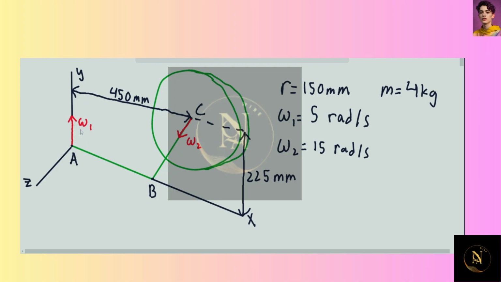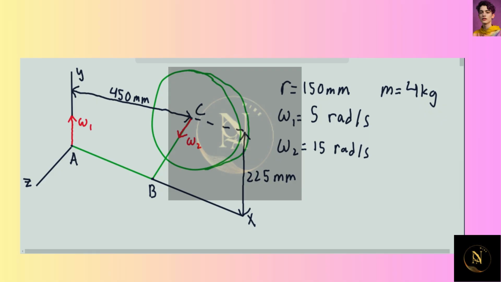So I found the directions of the different angular velocities by using the right-hand rule. So we have omega 1 here and omega 2 here. And also notice that there's no angular velocity in the x direction. So that also means that there's going to be no angular momentum in the x direction either.